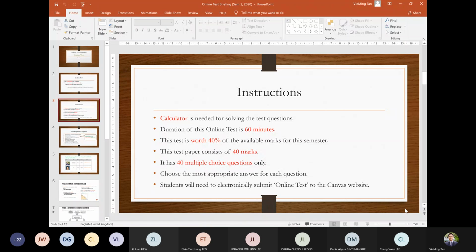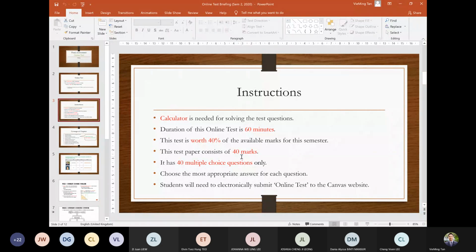Some students may ask, can we refer to lecture notes or textbook? You may. Make sure that you have enough time to attend this online test because the duration is only 1 hour, and you have to answer 40 questions. The format will be multiple choice questions only. There is no essay and no short structural question. One question is worth 1 mark, so in total there will be 40 marks for this online test.